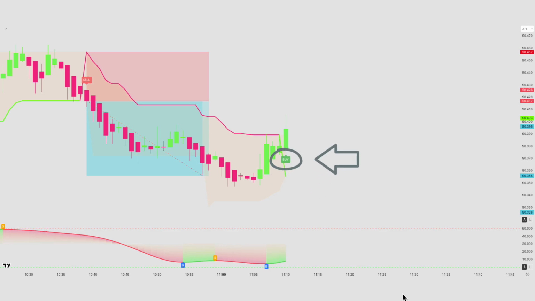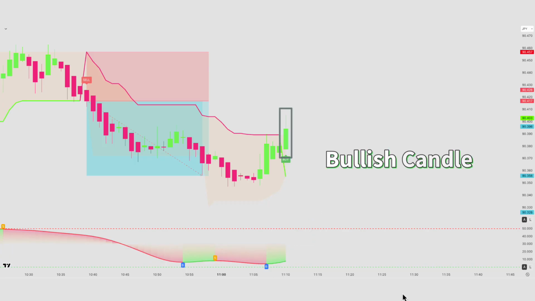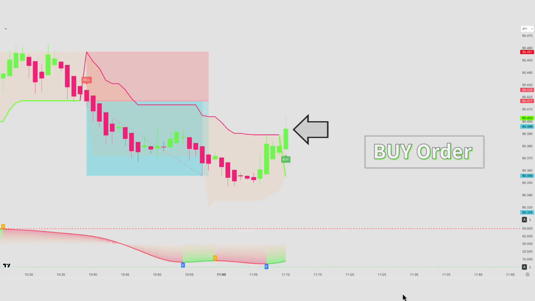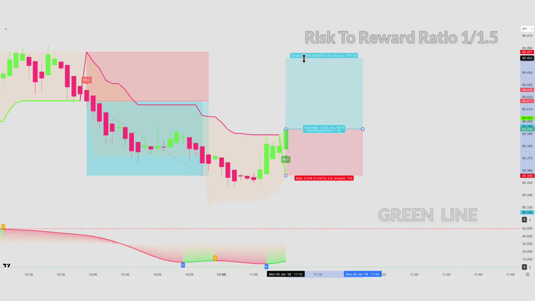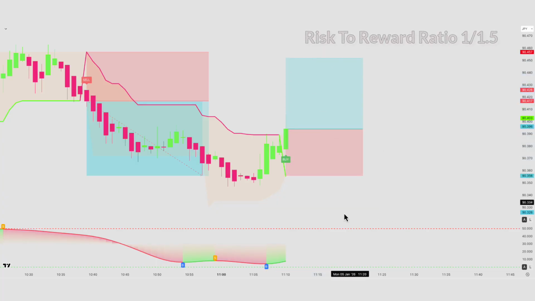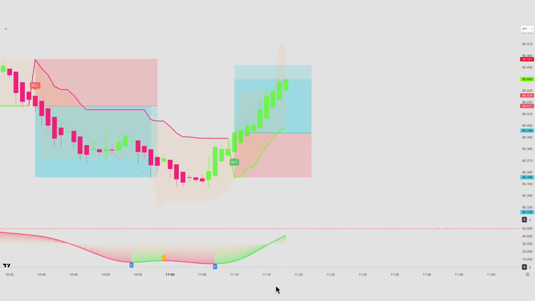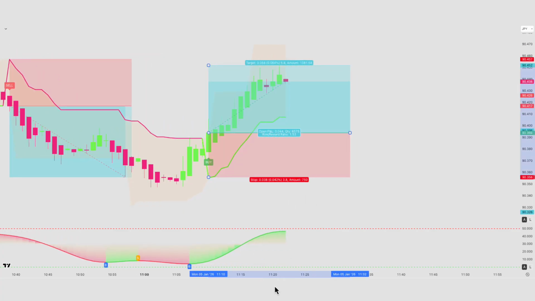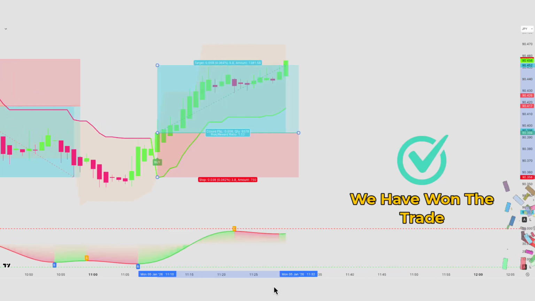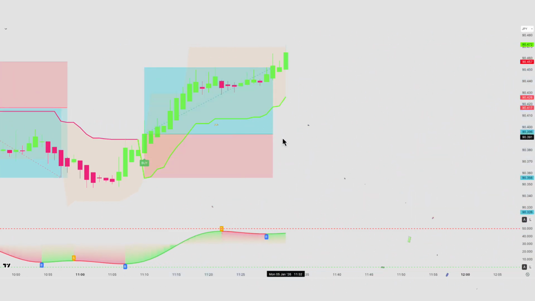Here the MTF dual super trend arrow of this indicator is a buy signal. Here the Kalman filtered label is up. Here the market has made a bullish candle to give confirmation. So all our conditions are being fulfilled, so we are placing an order to buy. Our stop loss is to be placed at the green line. And the risk to reward ratio will be 1:1.5. Let's see what happens to our trade. Our trade is running in profit. We have won the trade. Let's find the next trade.